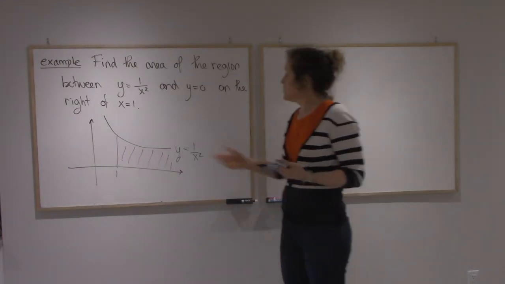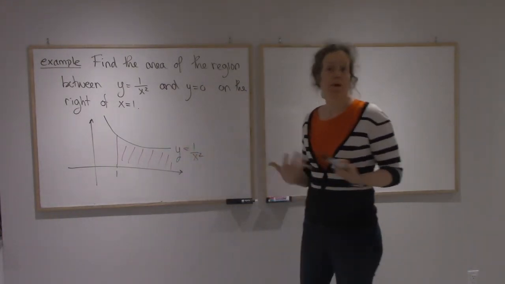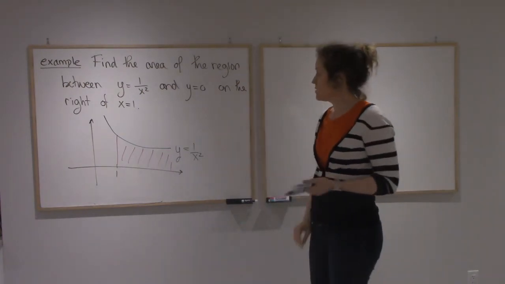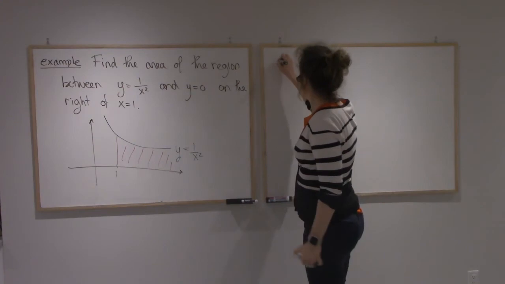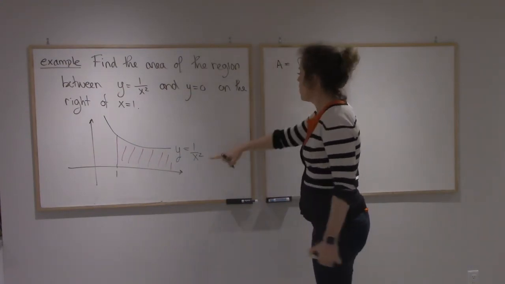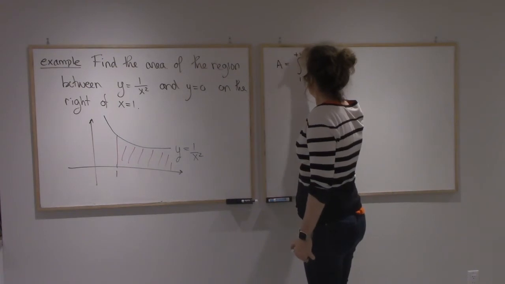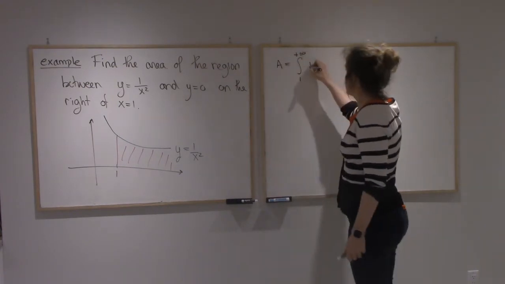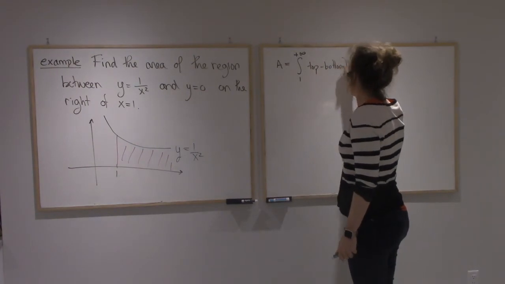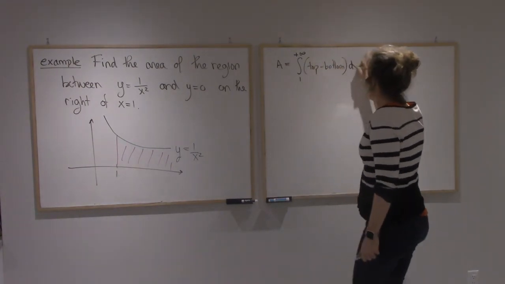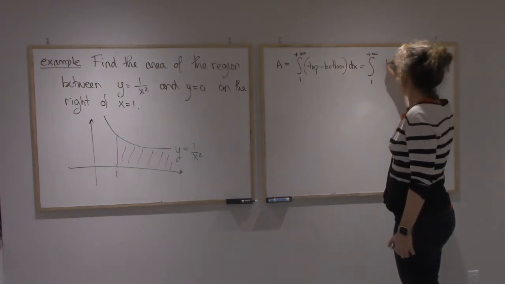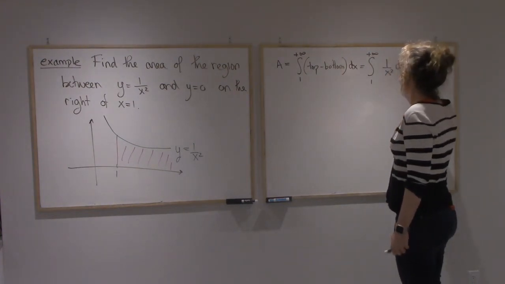Now usually what we would do is we would find an intersection point, but there are none in this case. 1 over x squared cannot be 0. And so really what the area is, it's the integral from 1 to infinity of top minus bottom, so the integral from 1 to infinity of 1 over x squared dx.